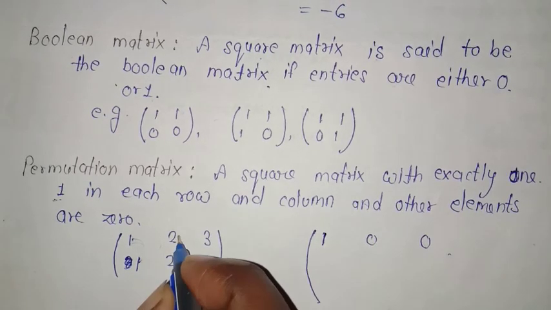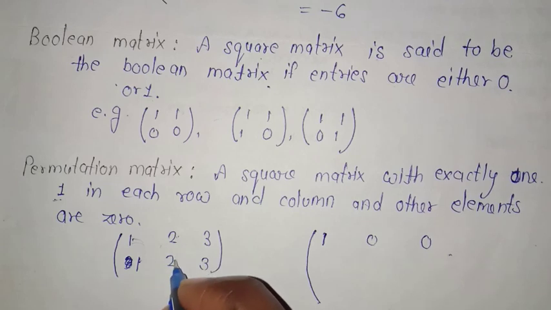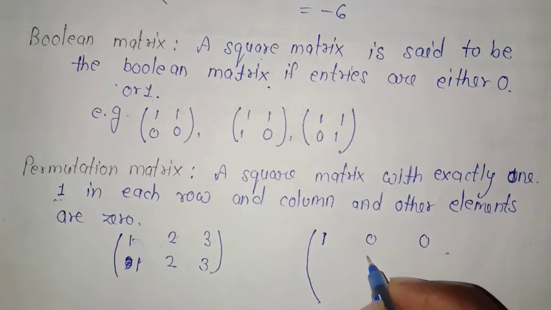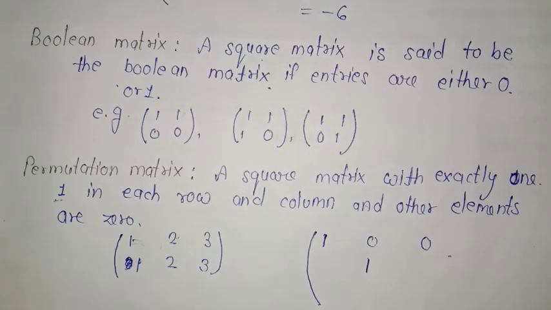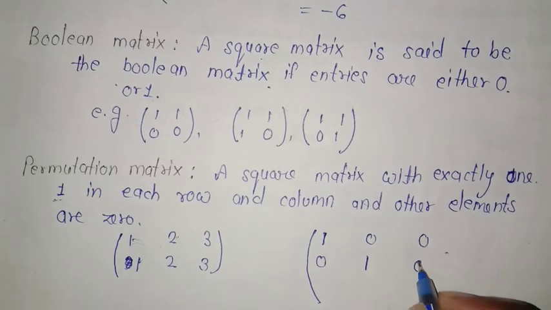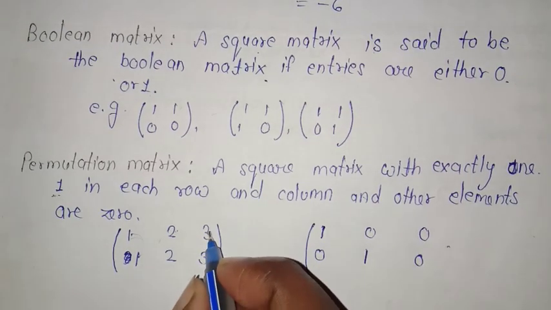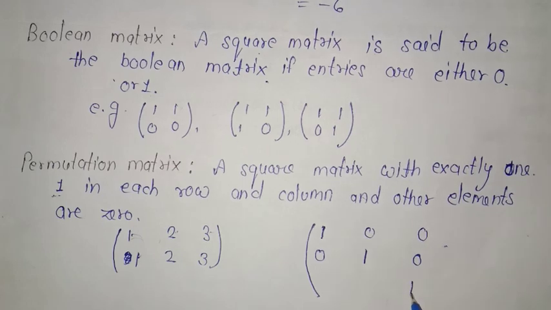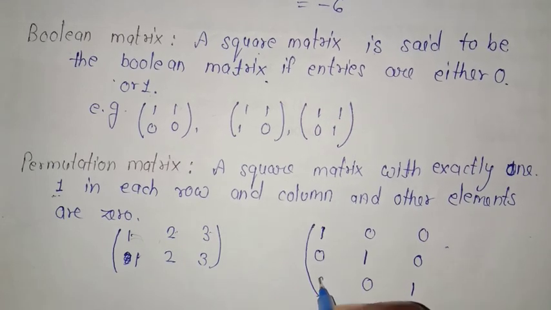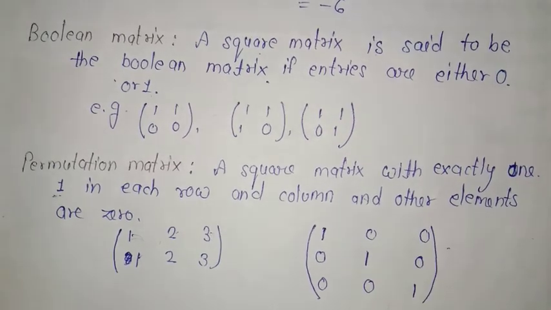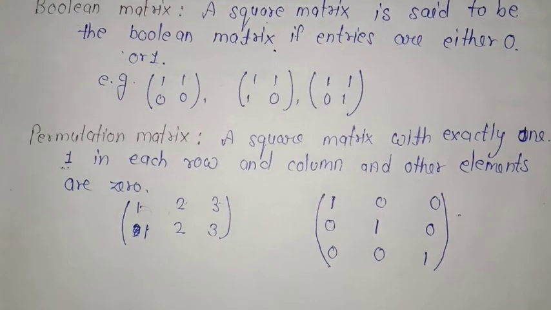Now we'll go for the second one. In this case, 2 is going to 2, so at the A22 position we get 1 and other entries become 0. And for the last one, 3 is going to 3, so at the A33 position we get 1 and other entries in that row become 0. So in this way we can find the permutation matrix.